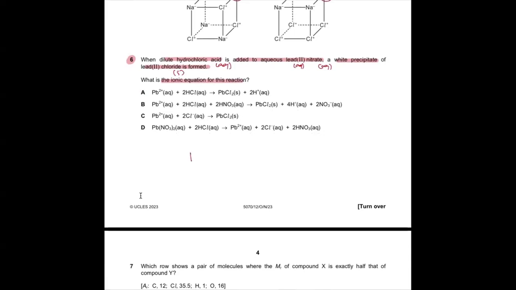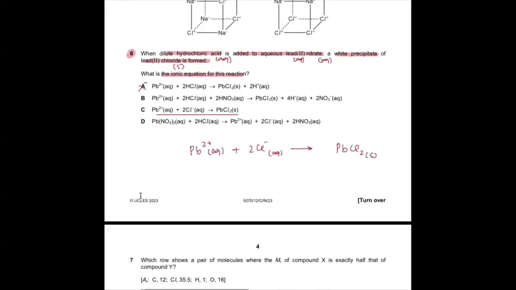So lead ions in the aqueous state, it's for the precipitation reaction. Whatever precipitate you get, on the left side put those ions, and on the right side just make it the precipitate. That will be the ionic equation. If you see, that is over here in option C. So A, B, and D are wrong, and option C is the correct answer.